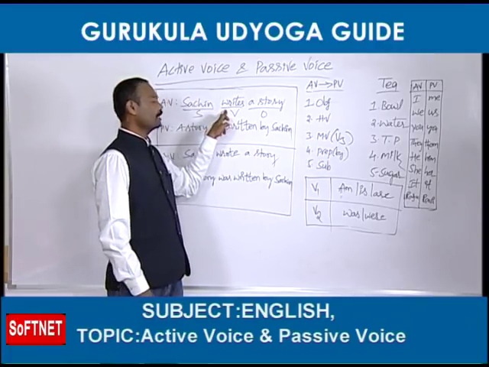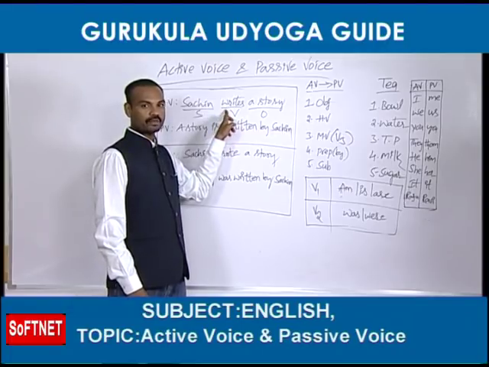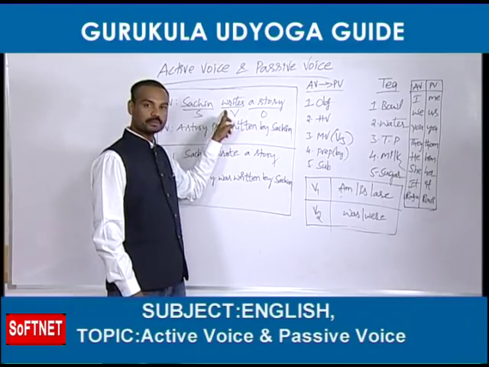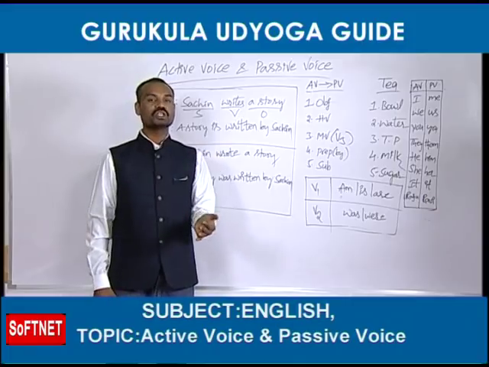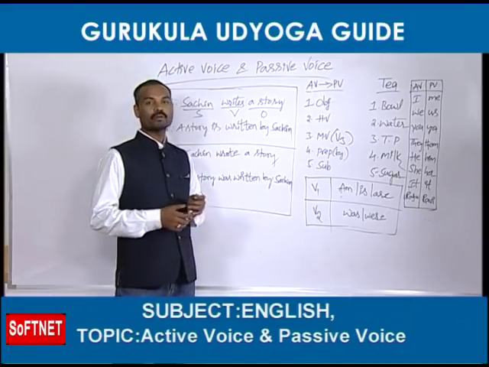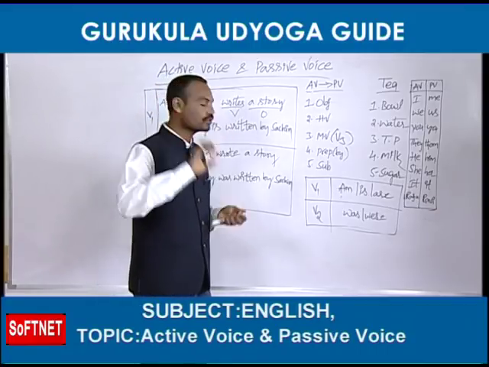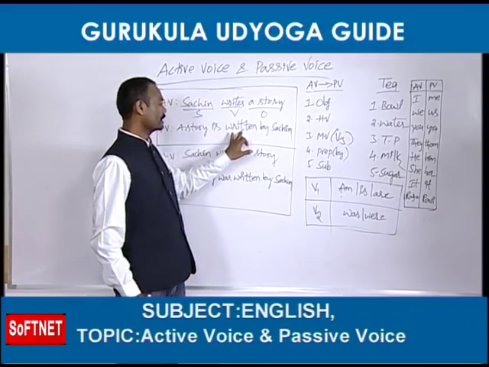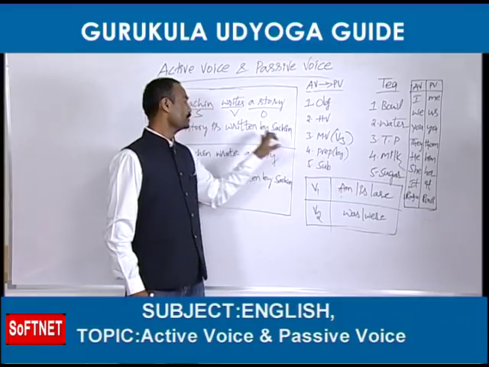Very easy. Already the main verb is given in the active voice, I told you. So whatever main verb has been given in the active voice, that main verb only should be changed. But it should be changed into the third form. What is the third form of write? Write, wrote, written. Written should be taken. So, written. That's fine. Next, the preposition is by.